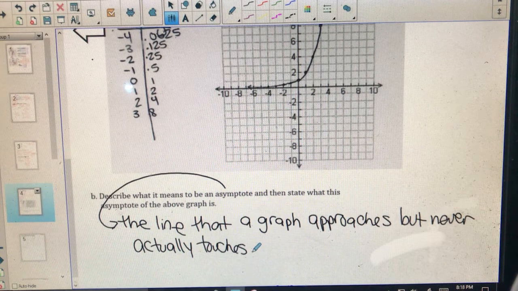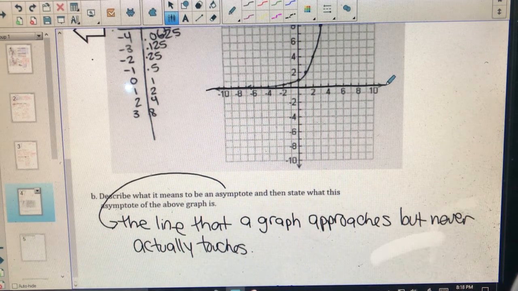The line that a graph approaches but never actually touches. Then it says, and then state what this asymptote of the above graph is. Well, this right here that I'm highlighting or drawing over is the line that the graph's getting really close to, but never touching. Now the equation of that line, you have to be careful. It's going along 0, it's my x-axis.